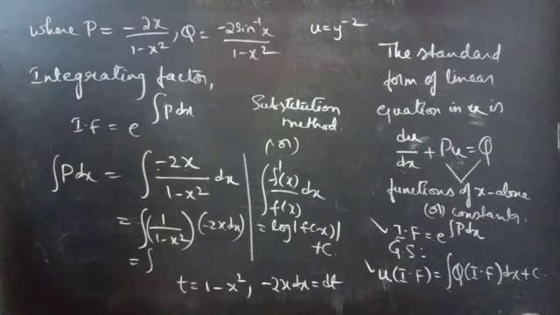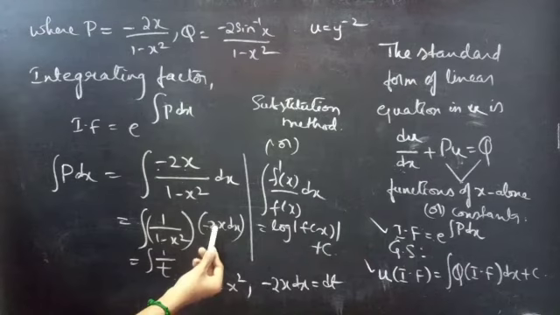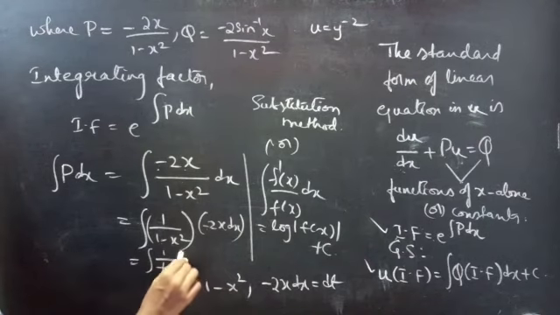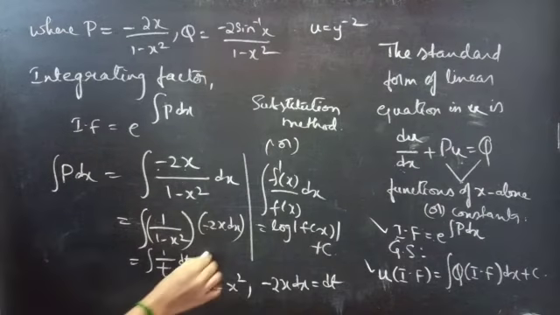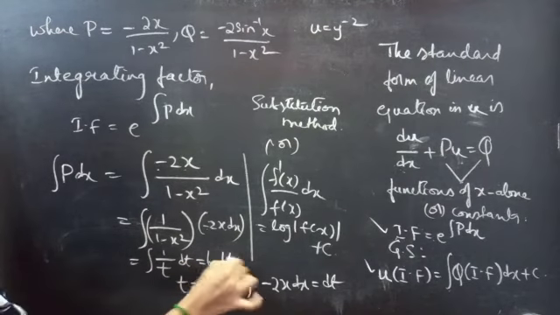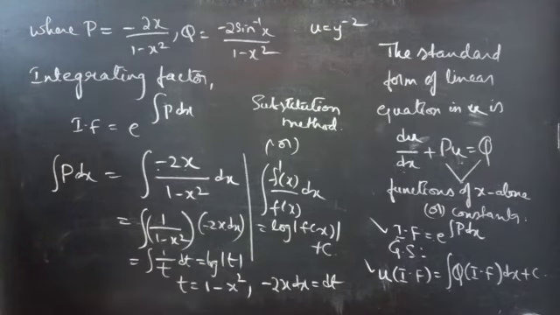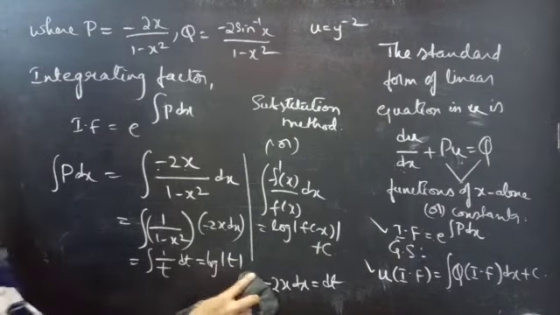Then we'll get integral 1 by t, replacing 1 minus x square by t, into, replacing minus 2x dx by dt. You'll get integral 1 by t dt, which is log mod t. There's one method.